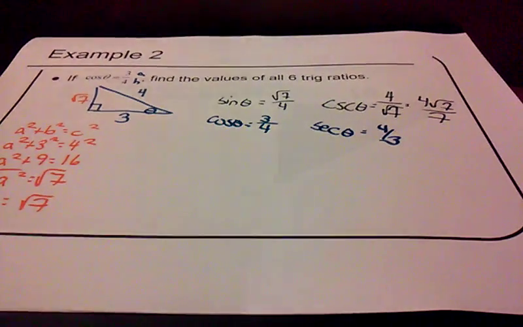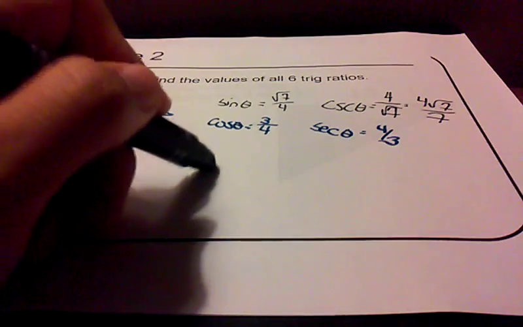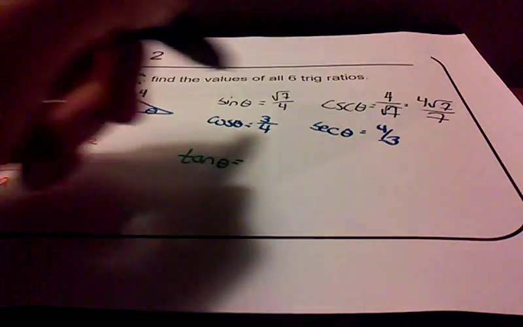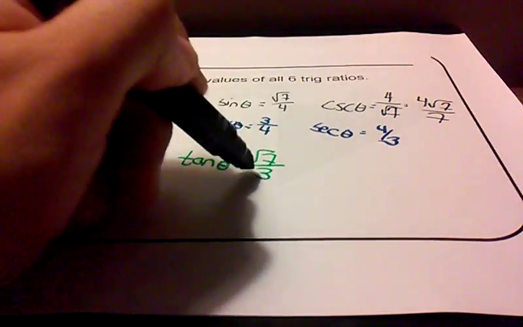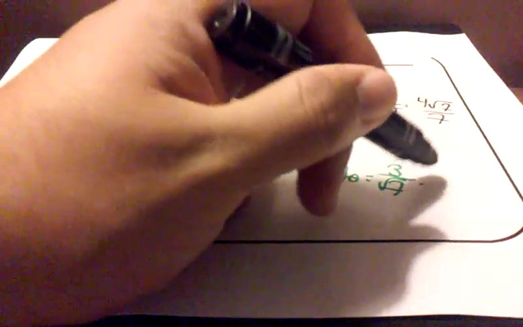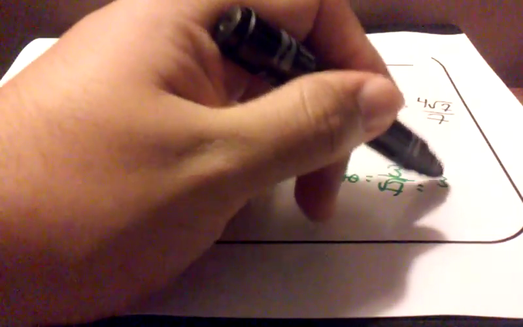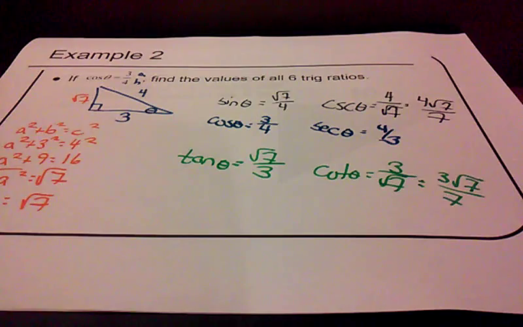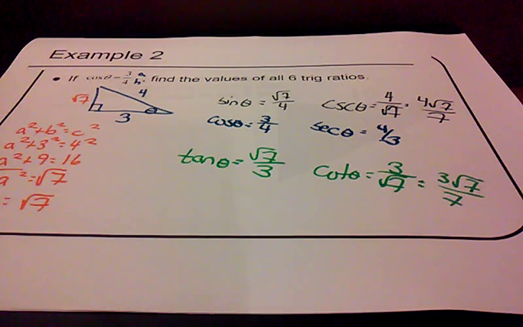And then for the last one, tangent is opposite over adjacent. So opposite would be the square root of 7 over 3. The reciprocal would be cotangent, which would be 3 over the square root of 7, but you wouldn't want to leave it like that. You'd want to radicalize it. So then that would be 3 square root of 7 over 7. And then that would be all 6 trig values.